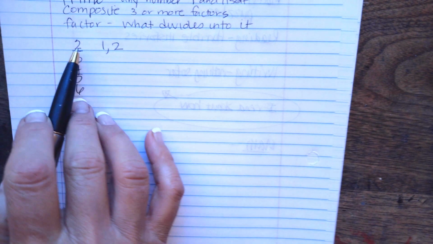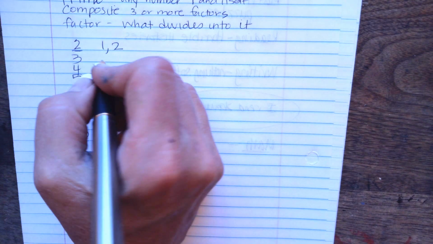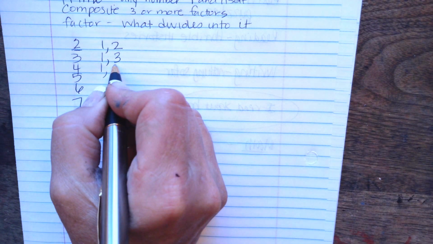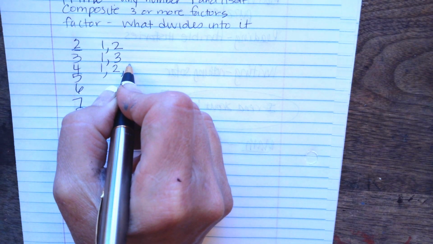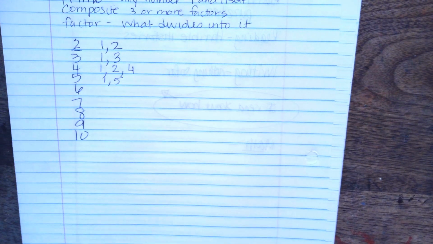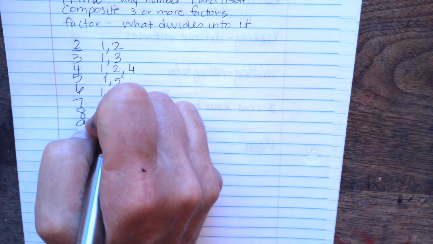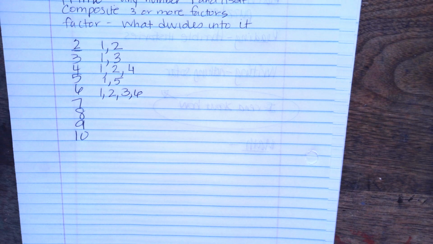So what can divide into 2? Just 1 and 2. What can divide into 3? 1 and 3. What can divide into 4? 1, 2, and 4. What can divide into 5? 1 and 5. What about 6? 1, 2, and 6. What about 3? Well, you can also do 3 because 3 times 2 is 6.